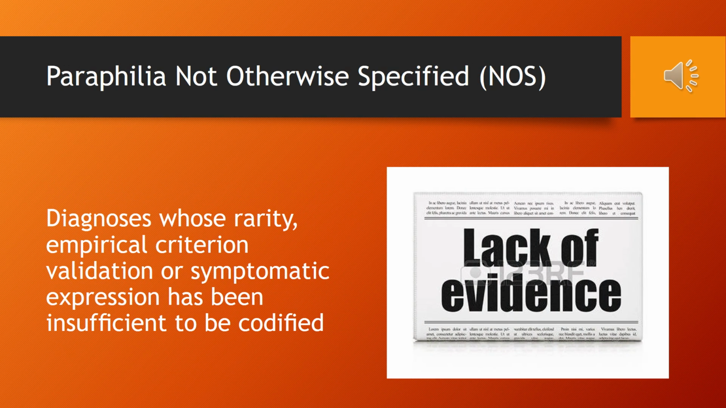The next 2 disorders that we will be discussing are considered paraphilias not otherwise specified under the DSM. This is a typically retained diagnosis whose rarity, empirical criterion validation, or symptomatic expression has been insufficient to be codified.